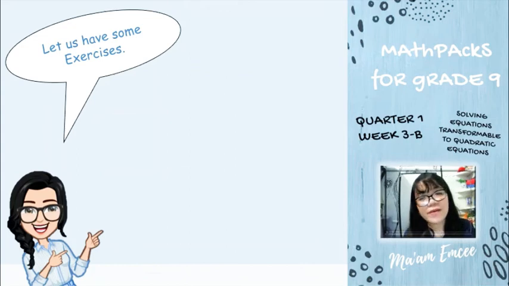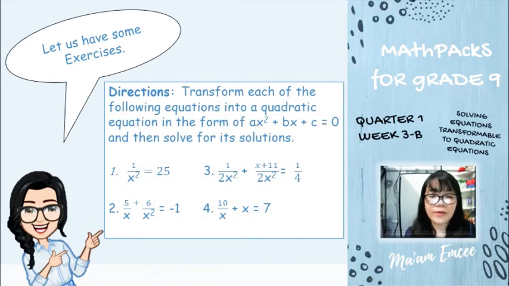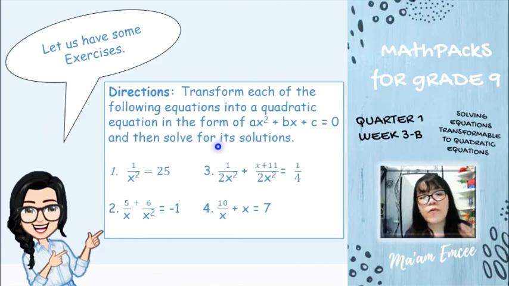Now, let us have some exercises. The direction is the same as on your MathPacks. We need to transform each of the following equations into a quadratic equation in the form of ax squared plus bx plus c is equal to 0, and then solve for its solutions. I have just picked 4 similar examples from your exercises on your MathPacks, so you can compare and use these to solve the exercises. You only have to answer five exercises out of 10. So just pick 5 and then write them on your paper.